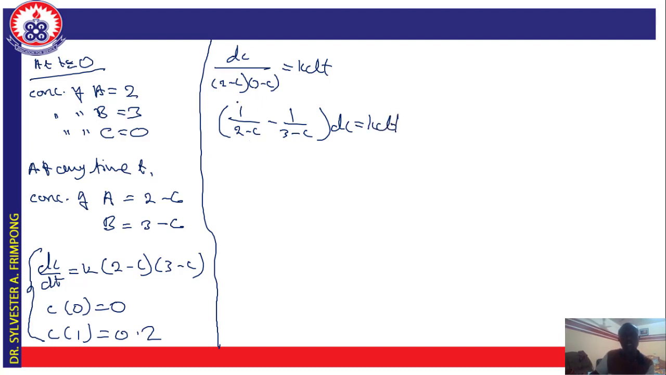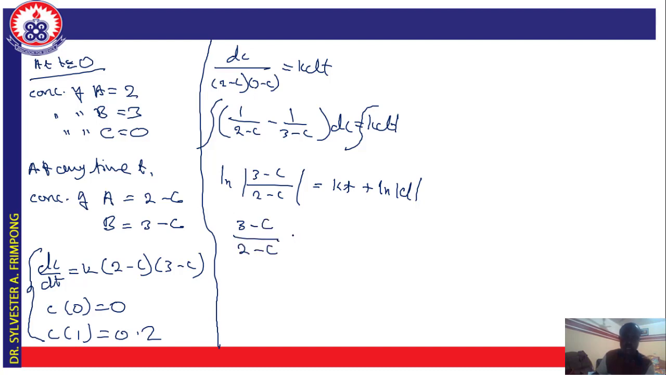So now we integrate both sides, and this is going to give us ln of (3 minus C over 2 minus C) equal to KT plus ln of D. So when you put them together, we are going to get 3 minus C over 2 minus C equals D e raised to power KT. You take the exponential function on both sides.